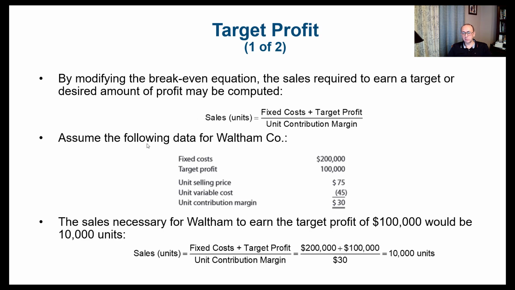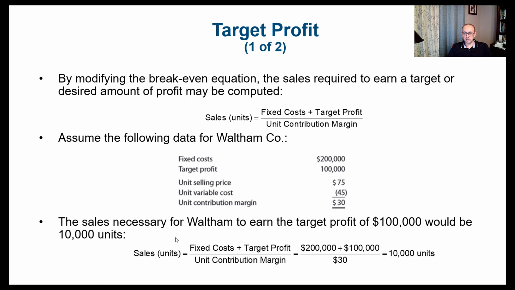So let's see this example for Waltham Company. We have a fixed cost of 200,000. We have a target profit of 100,000. The selling price is 75. The variable cost is 45, which means that we have a unit contribution margin of $30, which is the difference between these two values, the 75 and the 45.